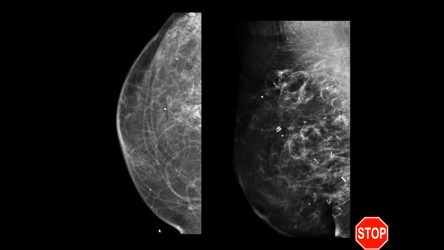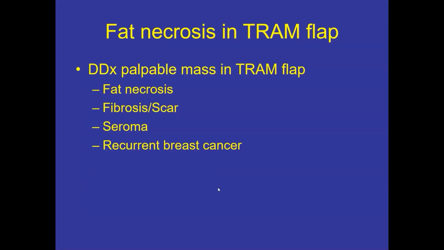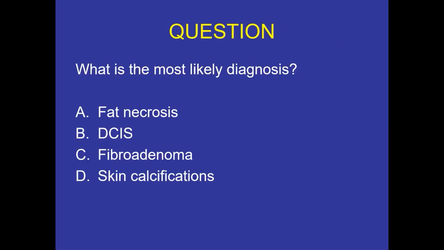Wonderful. 100% of you said fat necrosis. And that is correct. So this was fat necrosis in a TRAM flap. The differential diagnosis for palpables in a TRAM flap are fat necrosis, fibrosis, scarring, seroma, or recurrent breast cancer. Seromas tend to occur more close to post-op, whereas fat necrosis, fibrosis, and scarring tend to be distant, and of course, breast cancer recurrence can occur at any time.